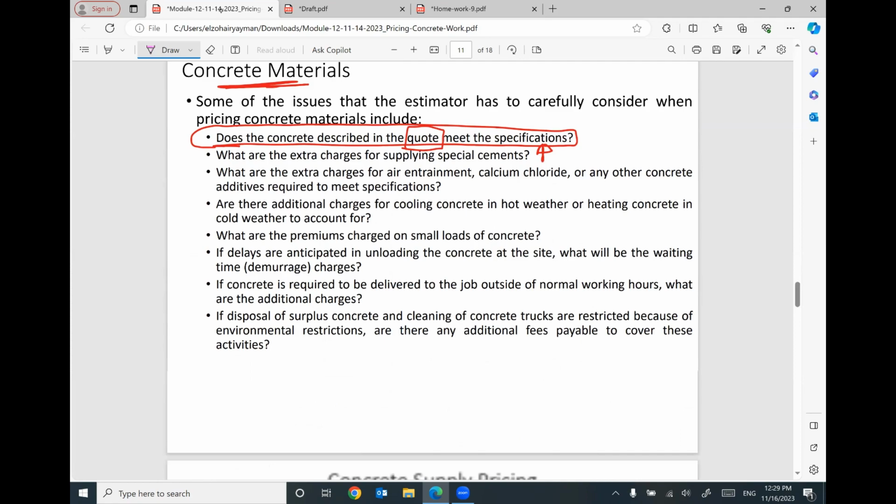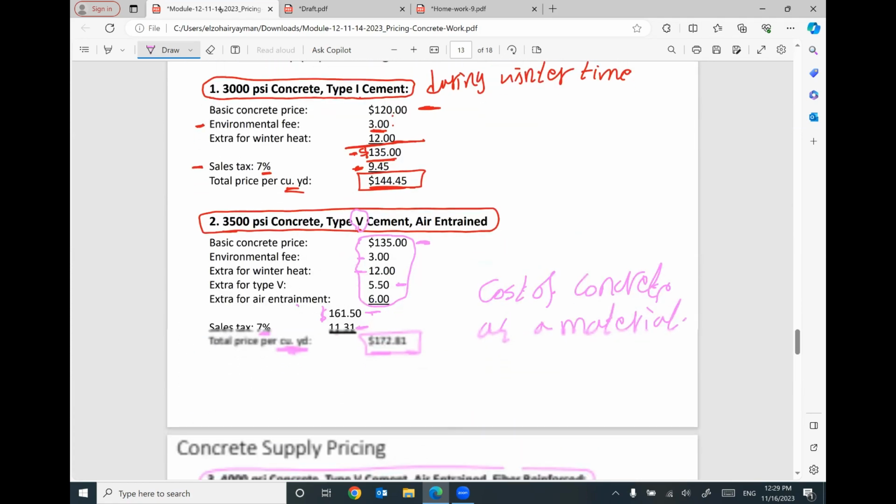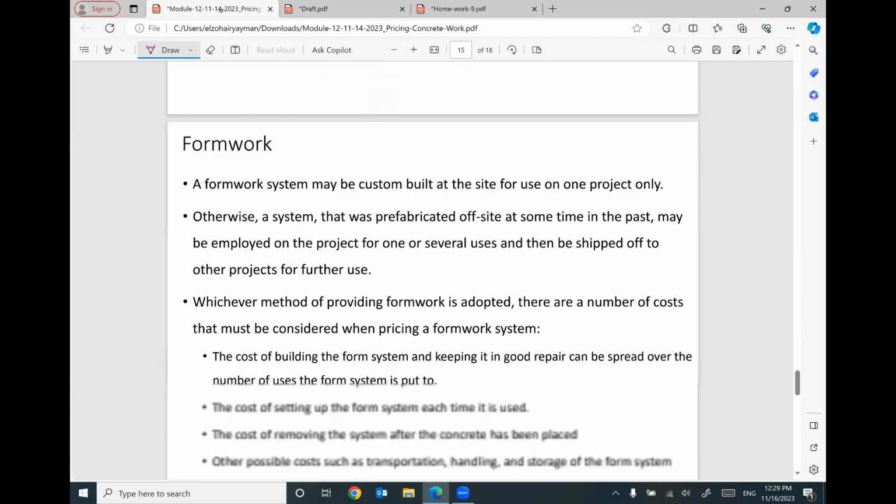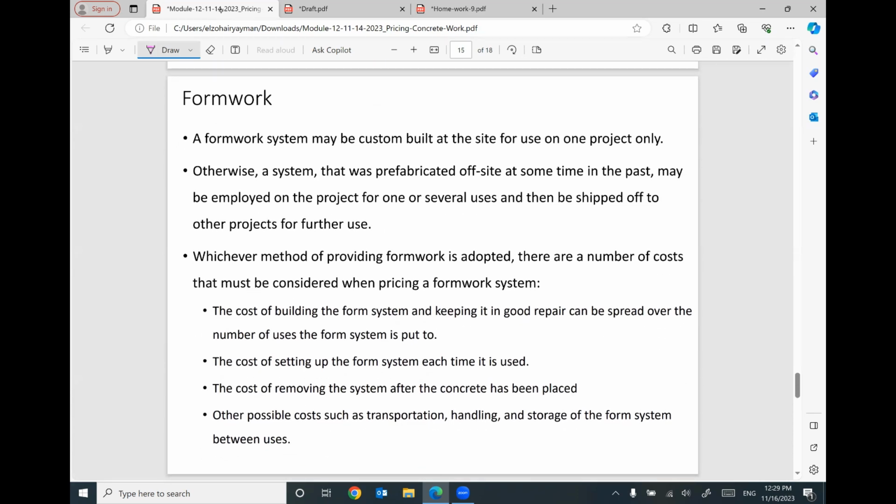It's talking about the concrete formwork. A formwork system may be custom built at the site for use on one project only, one time. Otherwise, a system that was prefabricated off-site at some time in the past may be employed on the project for one or several uses and then be shipped off to another project for further use. Based on the technique and the material, we can see the different options for formwork.